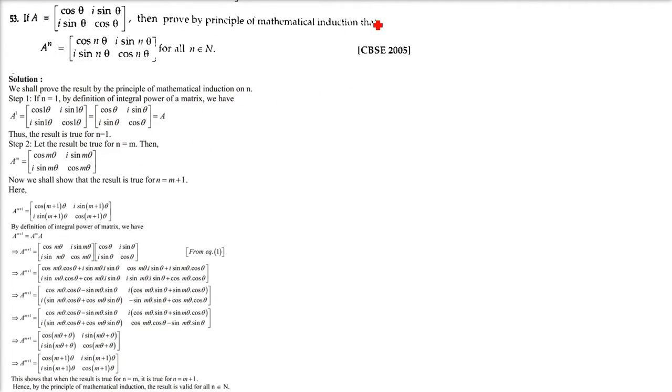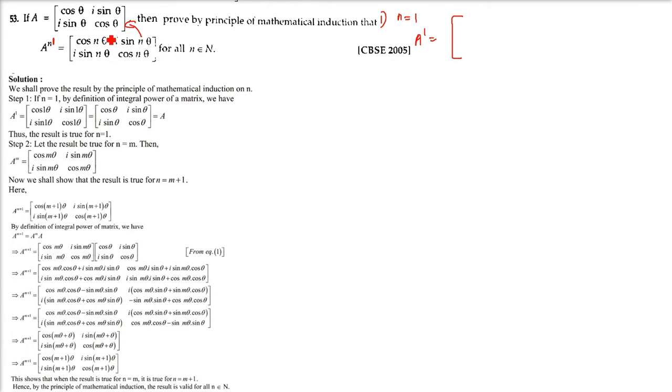So a raised n, let us prove it for n equals 1. Because n equals 1 has to be true. So I'm showing it to you here. Just replace n by 1. That is a raised n. I'm replacing n by 1. So a raised to the power 1. So what do you get?